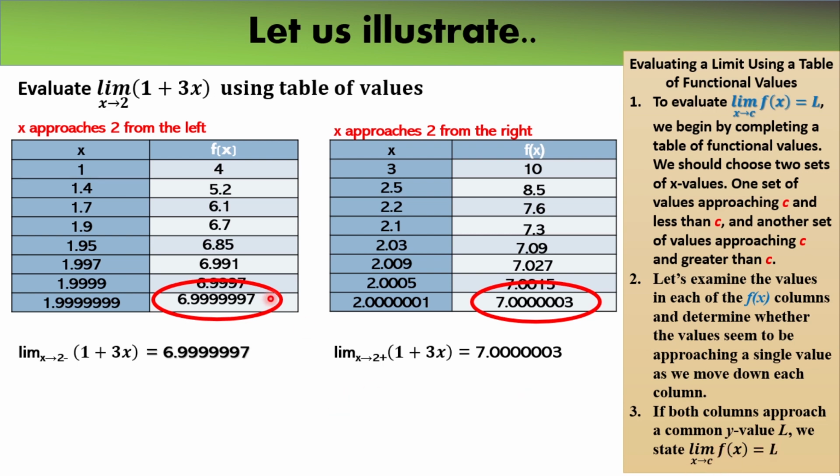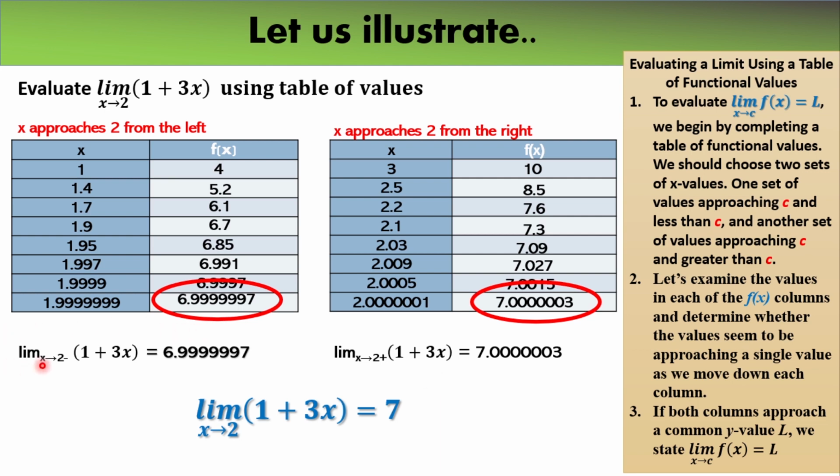Ano ba yung common value nila? Ang common sa kanila ay yung f of x natin, which is approximately 7. Now, the limit of 1 plus 3x as x approaches 2 is 7.